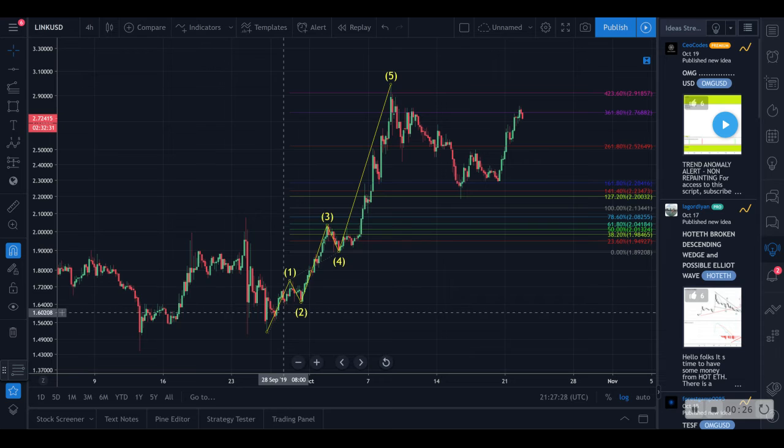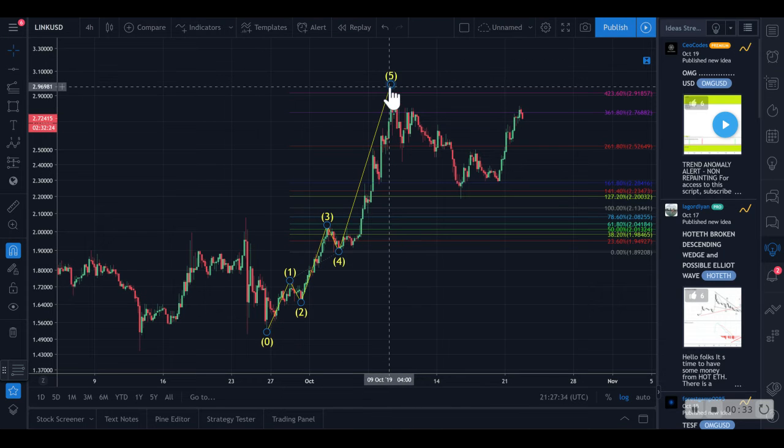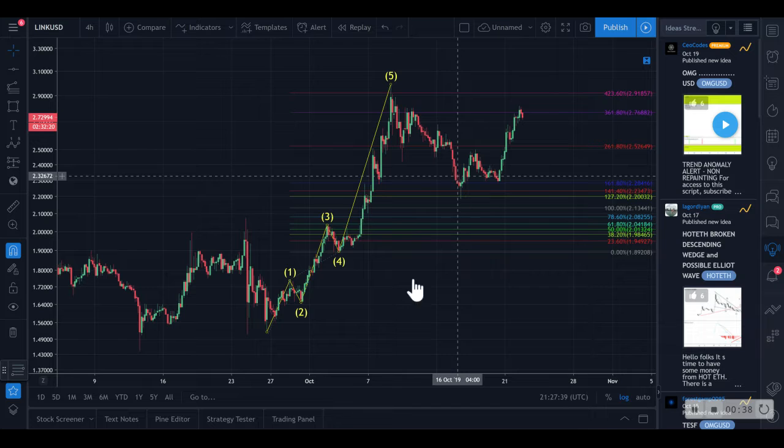What we can see here is an Elliott Wave pattern. You have the first wave, second wave, third wave, fourth wave, and then an extended fifth wave. I believe that's what this is, and I believe we are in a correction right now.